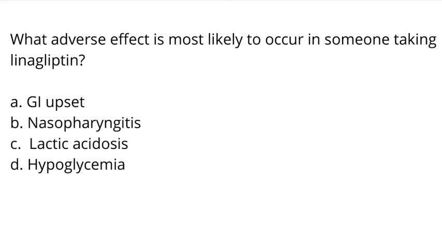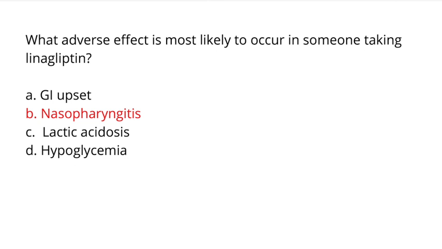So let's move on to question number 6. What adverse effect is most likely to occur in someone taking linagliptin? A. GI upset, B. Nasopharyngitis, C. Lactic acidosis, or D. Hypoglycemia. So the gliptins are DPP4 inhibitors, and one of the most common, most highly tested adverse effects of these gliptins is nasopharyngitis. So that is the answer.